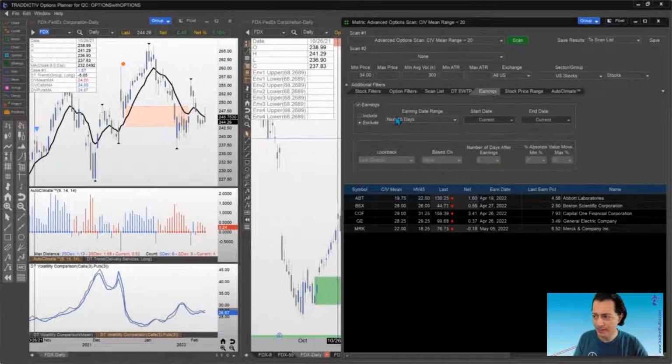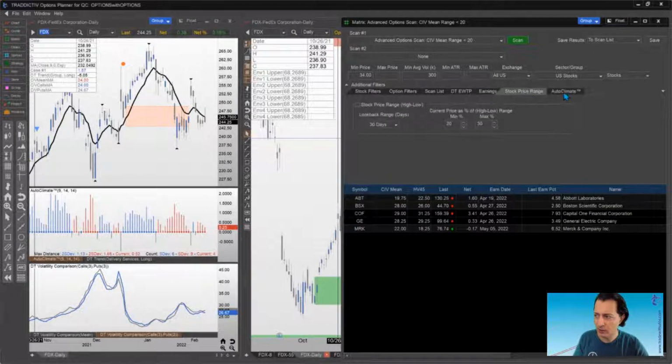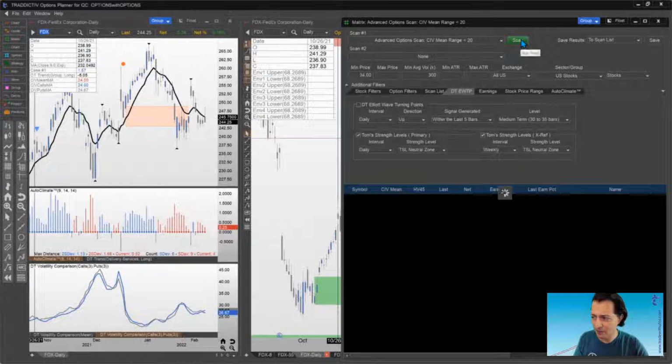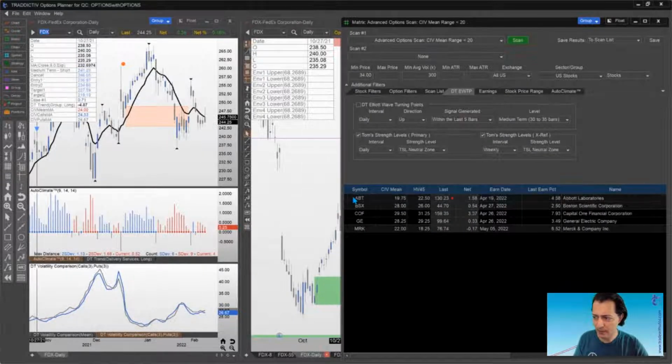And earnings, I'll start with exclude 15 days, but I may work with the dates a bit more intensively here. And then nothing when it comes to the stock price range, and nothing when it comes to the auto climate. Okay, so really the key here is the strength to be neutral, meaning that we expect the stock to remain range bound somehow for a while, while options premiums are cheap. So I'm going to scan for that, and I end up with these particular 5 results.